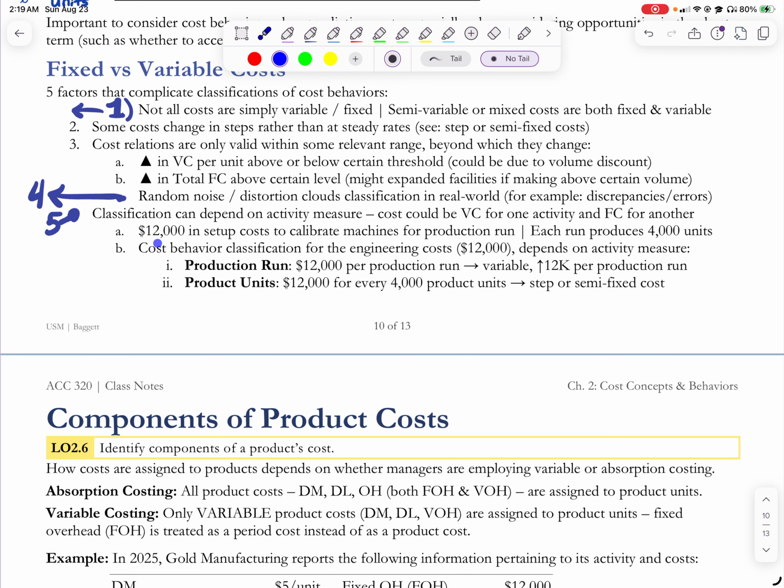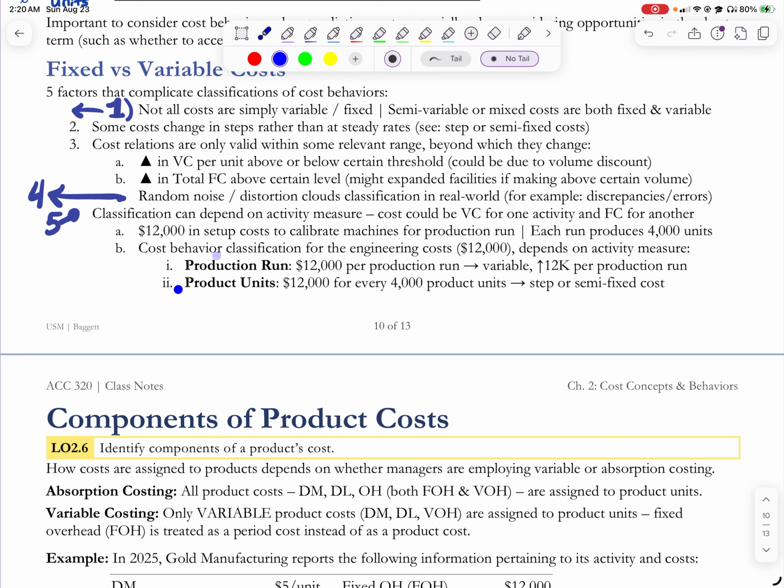How I classify the behavior of that $12,000 setup cost depends on the activity measure. So, if I use production runs as the activity measure, I'm defining it with its relation to production runs. It's $12,000 per production run. Thus, it's variable. It varies proportionally with every single production run. Every single production run, it increases 12,000. It changes at a steady rate.